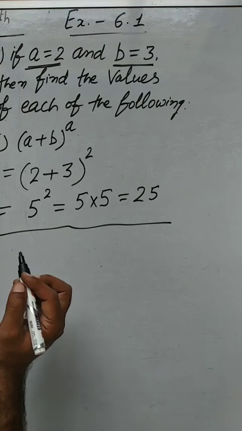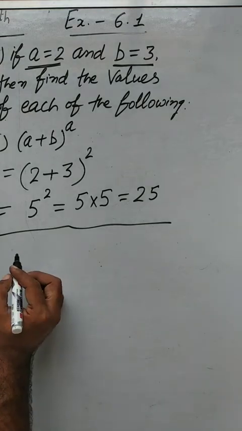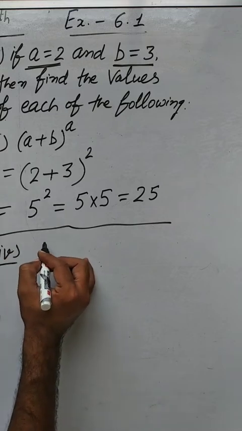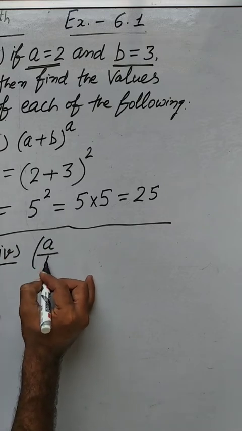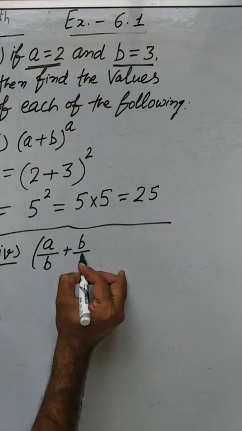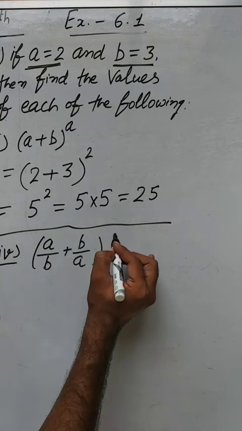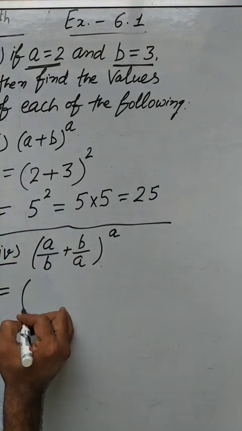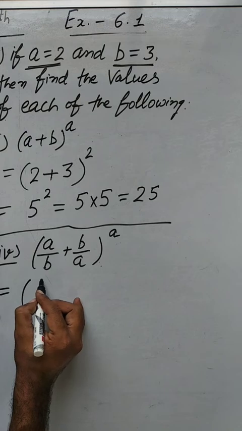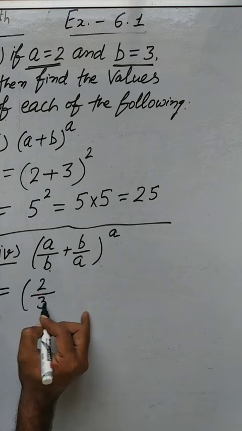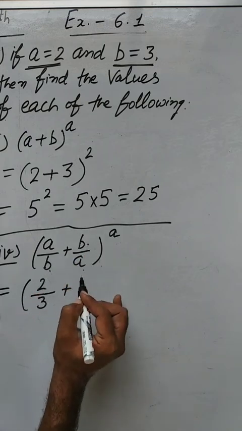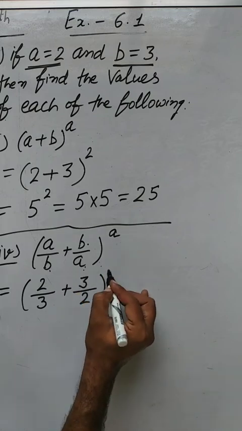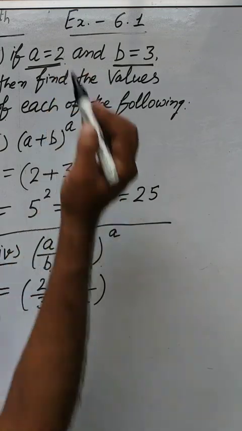Okay, and its fourth part, second and third I will give to you. Fourth part is A upon B plus B upon A raised to power A. Similarly, as in the first question, fill in the values of A and B. A is equal to 2, B is equal to 3, beta, and here B upon A, B is equal to 3, A is equal to 2, raised to power A, which is equal to 2.